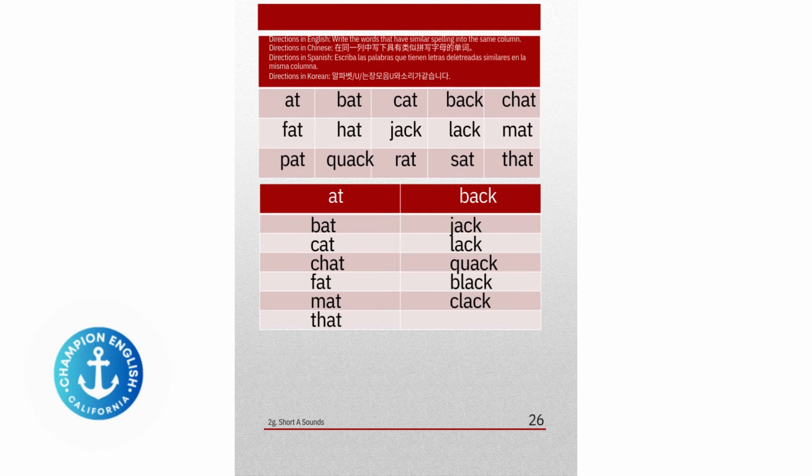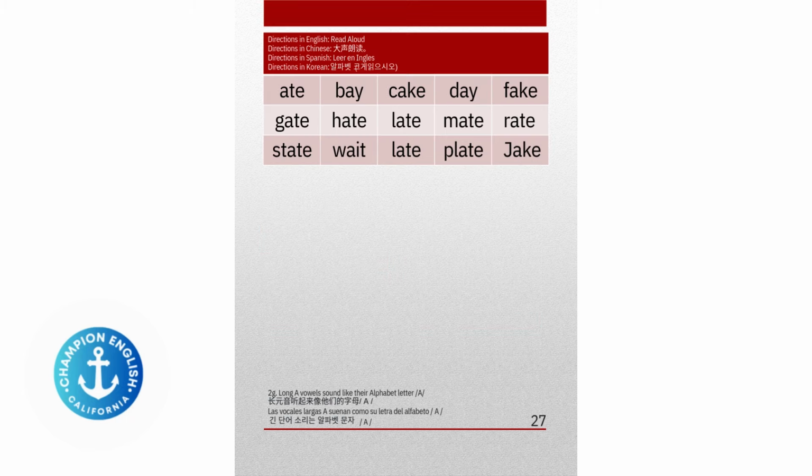Let's have a look at our answers for the short A sound once again. For the words that have the same ending "at," you should have written bat, cat, chat, fat, mat, and that. For the words that have the same ending "back," you should have written back, jack, lack, and quack. I gave you two more: black and clack, like clickety-clack. Don't poke back. Good job, everyone. I'll see you in the next lesson.